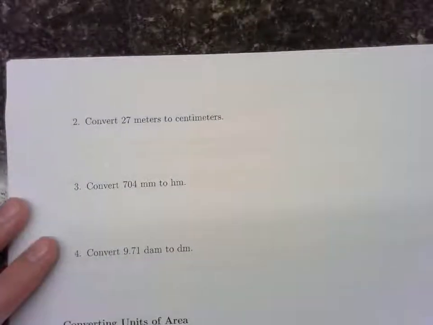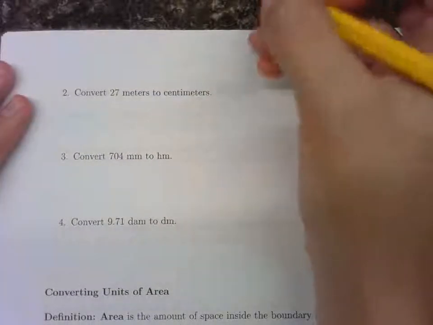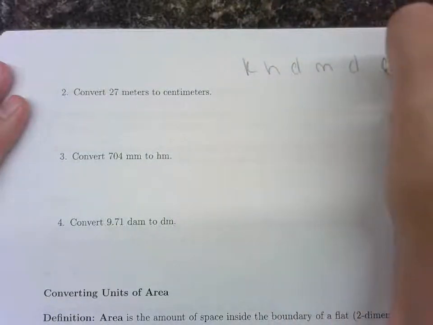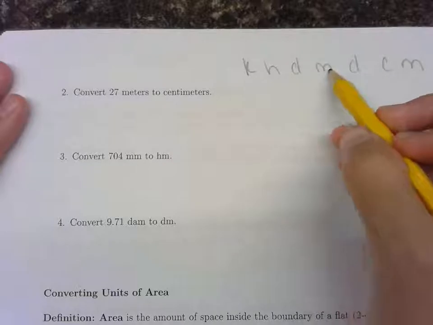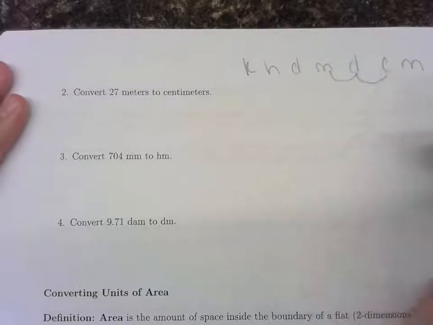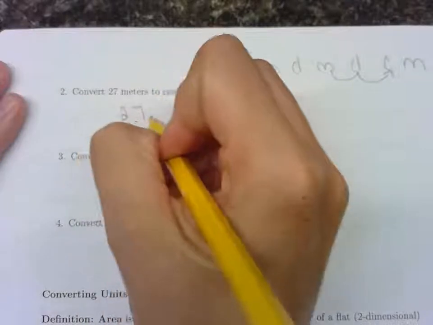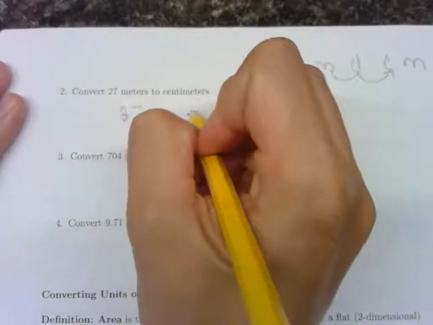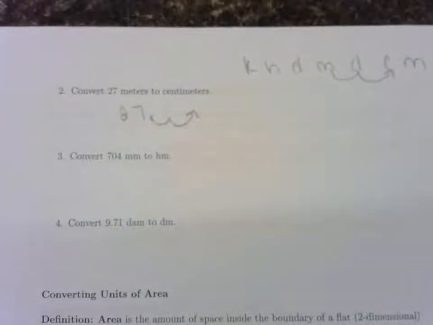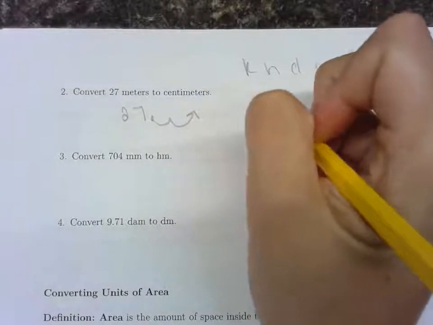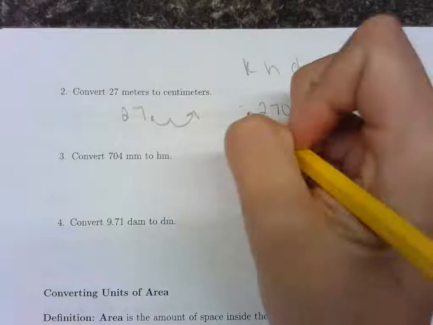Top of page 9. Convert 27 meters to centimeters. Again, King Henry died Monday drinking chocolate milk. Meters to centimeters, 1, 2 places to the right. So we take 27, here's our decimal, and we move it 1, 2 places to the right. We have some blanks here, so we need to fill in with zeros. That would be 2,700 centimeters.